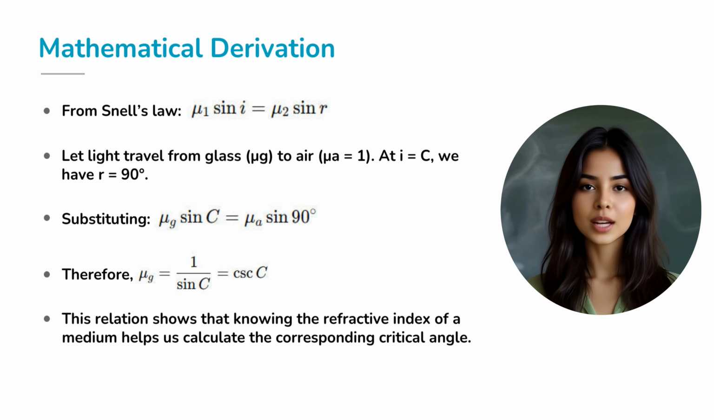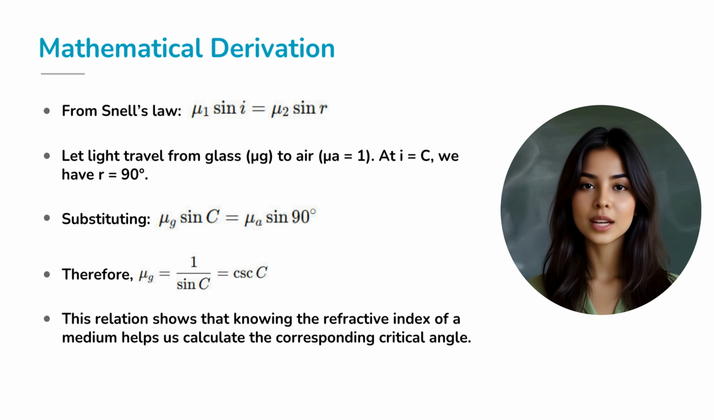Now, imagine light traveling from glass into air. For glass, we take μg. For air, we consider μ equals 1. At the critical angle, the angle of incidence, I, equals C, and the angle of refraction, R, equals 90 degrees. Substituting these values into Snell's law, we get μg sin C equals μa sin 90 degrees.